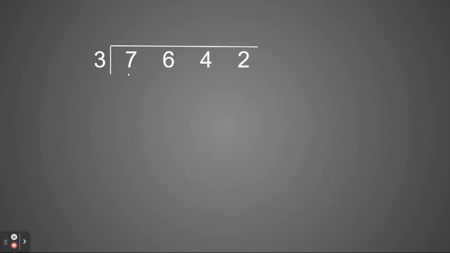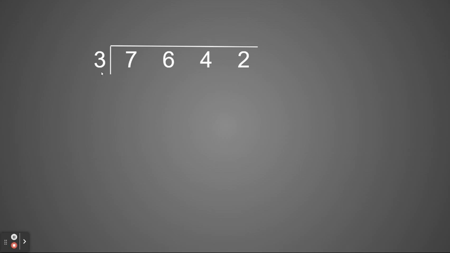So my example, I have the number 7,642 divided by 3. Notice when I wrote this, I left a lot of space between my digits. You want to make sure you leave space because we're going to be putting another digit in between. So make sure that you're spreading it out, making plenty of space as you write it.